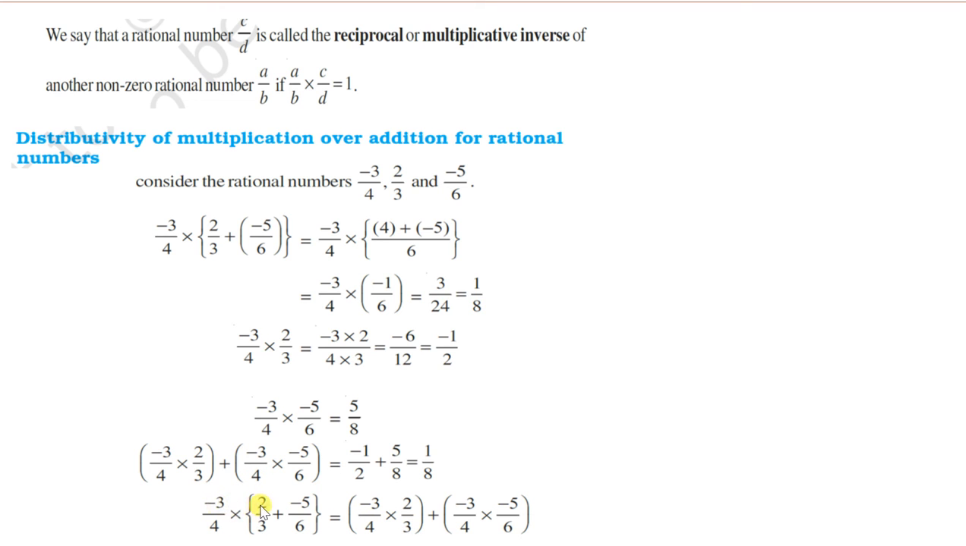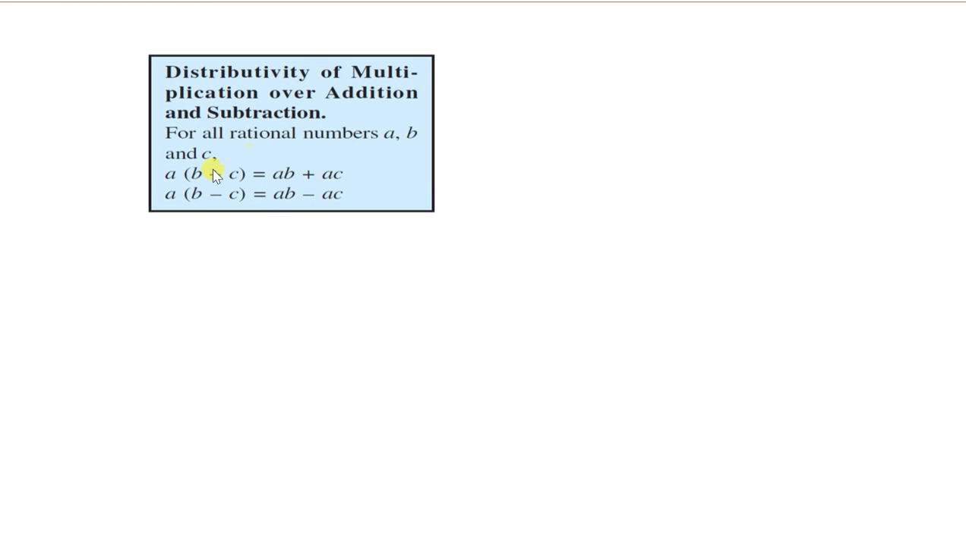तो अगर आपके पास तीन रेशनल नंबर्स हैं a, b, c and you are doing a multiplied by b plus c, you can solve it by doing a into b plus a into c. इसी तरह से अगर ये a into b minus c होगा तो a into b minus a multiplied by c.